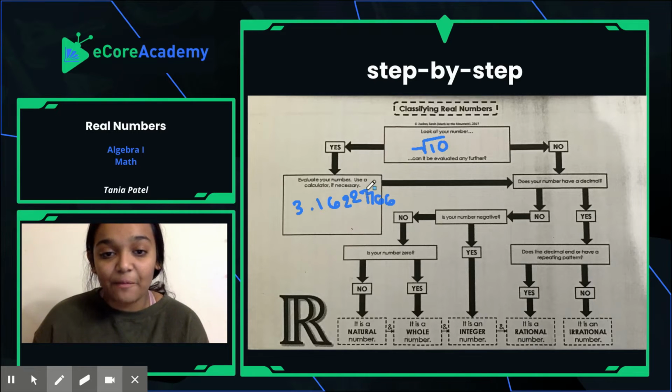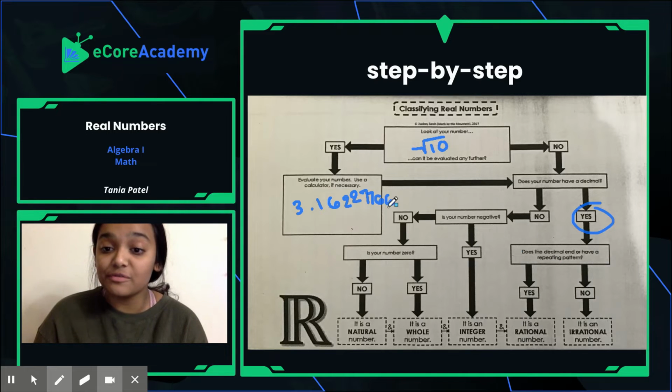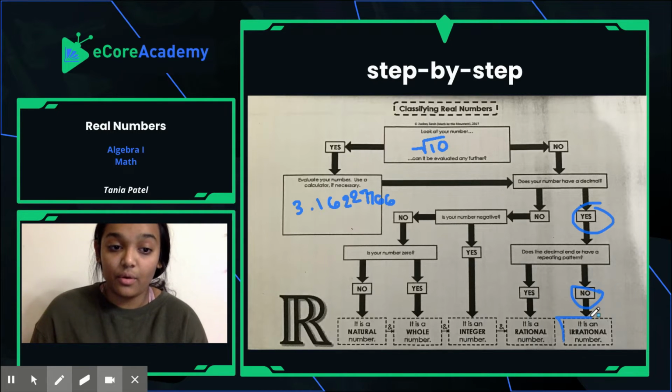With that being said, does your number have a decimal? My number does have a decimal. Does that decimal end or have a repeating pattern? That decimal does not end, and it does not have a repeating pattern. Like I said earlier, it goes on, indicating that it is a non-terminating number, meaning this number is an irrational number over here.